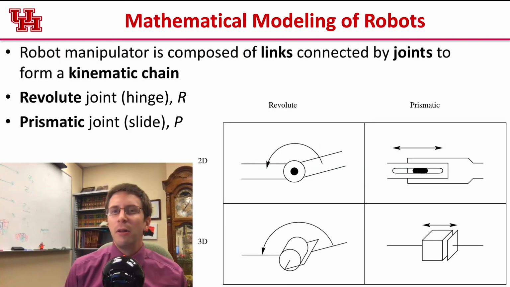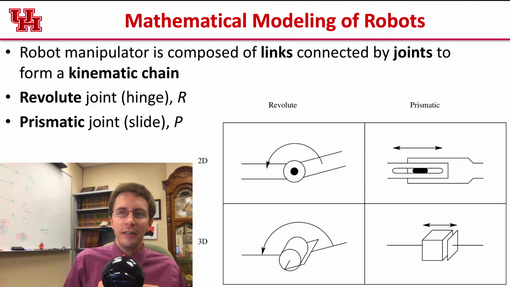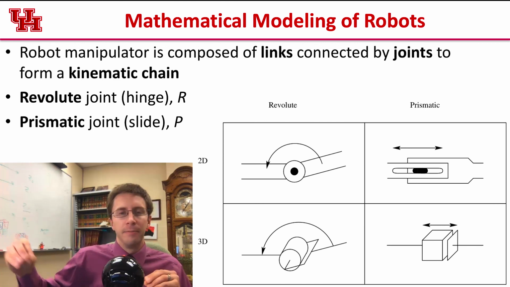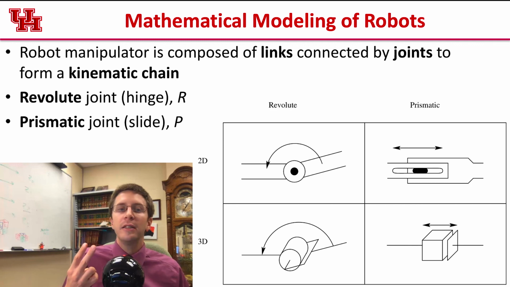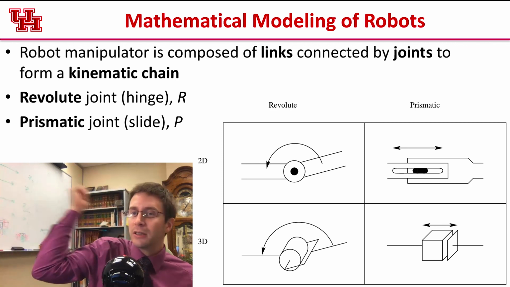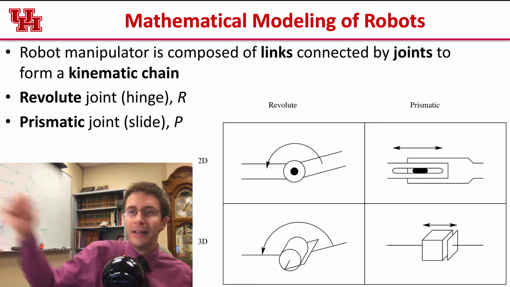This class is all about how do we model a robot. And when we have a robot, our robots are going to be what's called a serial kinematic chain, which means that our robot is going to have links that are connected by joints in a chain, one after the other. And there's only going to be 2 different kinds of joints in this class. One is going to be revolute, which is much like your elbow is a revolute joint, and a prismatic.